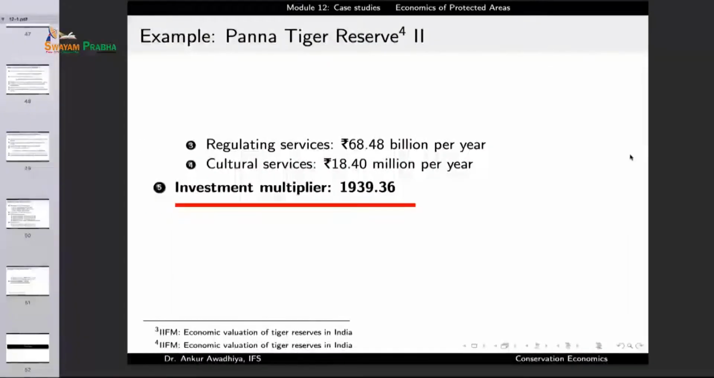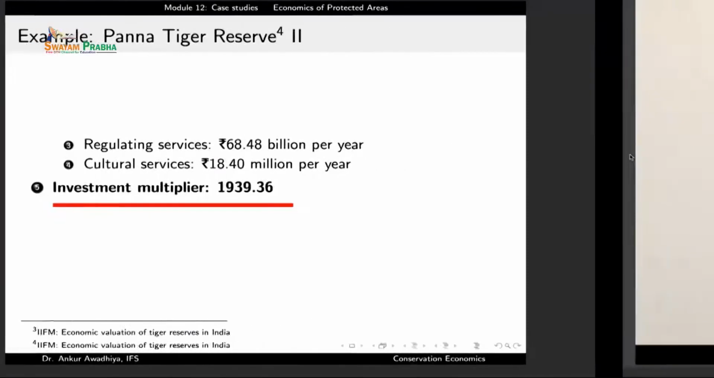And here we are observing that the investment multiplier in the case of Panna Tiger Reserve is as high as 1939.36. Now, this is especially because if you have a protected area, there are hardly any costs involved because you only have to maintain that area, a minimal level of protection, a minimal level of habitat intervention. But then nature does everything else for you. So it is a very good investment multiplier, meaning that it is a very good investment opportunity for any government.